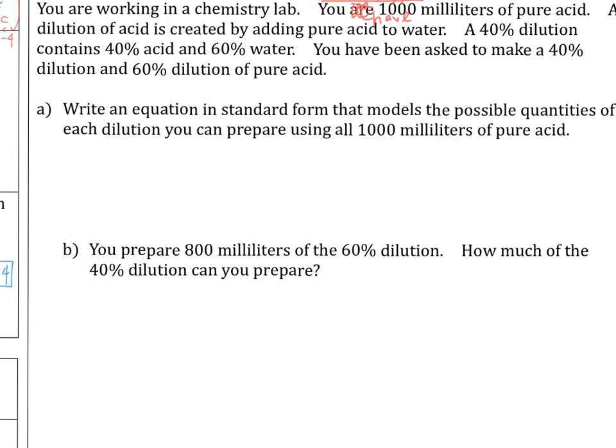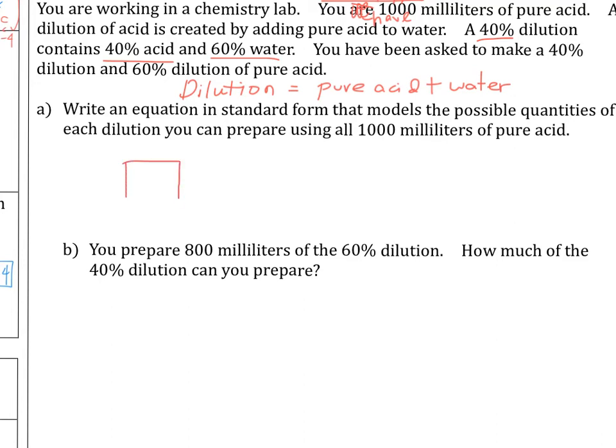You are working in a chemistry lab. You have 1,000 milliliters of pure acid. A dilution of acid is created by adding pure acid to water. So this just means, dilution just means mixing pure acid with water. A 40% dilution contains 40% acid, and therefore the rest of the 100% would be 60%. So I'm going to draw a picture to represent the situation.